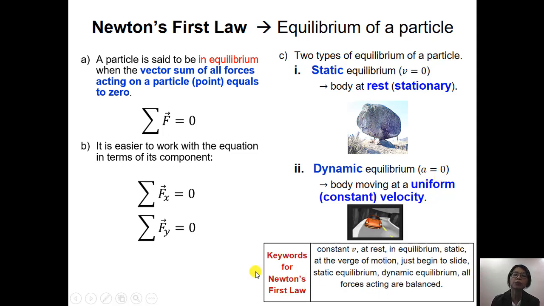So how am I going to know that in a particular situation we are going to apply Newton's first law, or that in that particular situation we satisfy Newton's first law? So always look for these keywords: constant v, at rest, in equilibrium, static, at the verge of motion, just begin to slide, static equilibrium, dynamic equilibrium, all forces acting are balanced. So all these keywords tell us that the object satisfies Newton's first law.